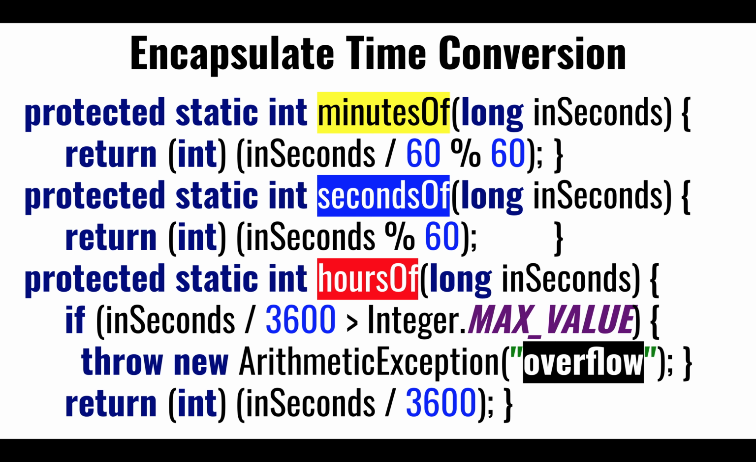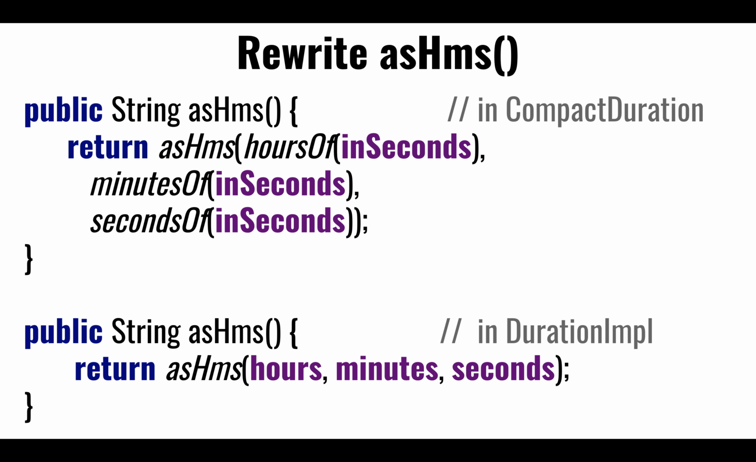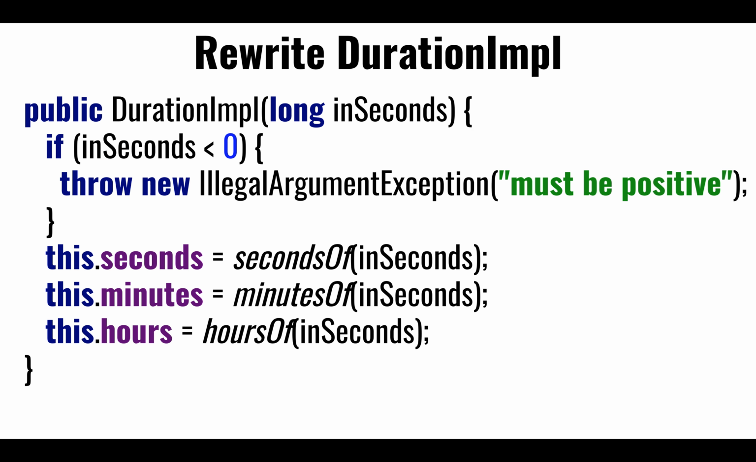So once we have these helper functions, we can now very easily go back and implement asHms on both CompactDuration and DurationImpl, so that we can convert back from in seconds in CompactDuration. We can convert it to hours, minutes, and seconds, so that we can pass it along to our helper function. Or if we're in DurationImpl, we already have the hours, minutes, and seconds, so we can just pass along our local fields, so that we can format it.